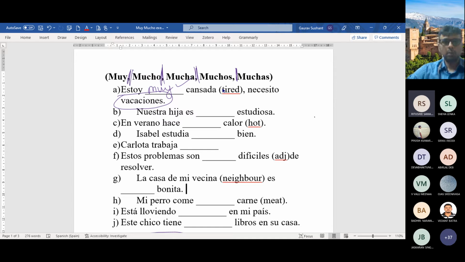So how did it happen? Cansada is an adjective, and it is not countable. So there should not be any confusion. We have to use muy.